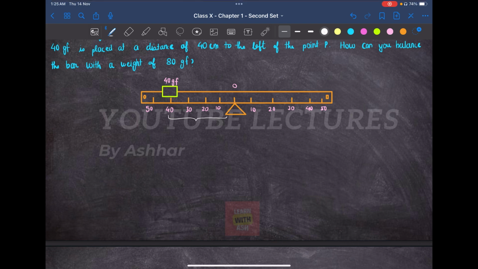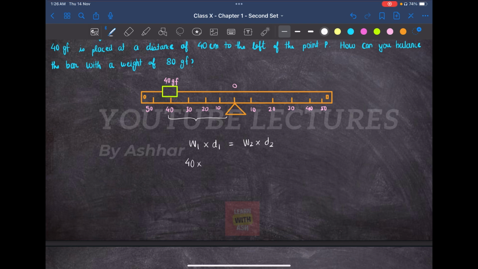So I can assume that a new weight, which is 80-gram force, must be kept somewhere on the right hand side. So I will assume that it is kept at some distance d. So what I will be writing over here is weight 1 multiplied with d1 is equal to weight 2 multiplied with d2. All of this corresponds to the principle of equilibrium, that the sum of anticlockwise moments must be equal to the sum of clockwise moments.